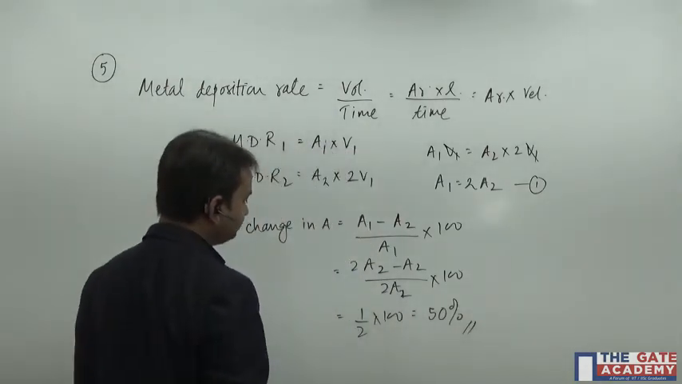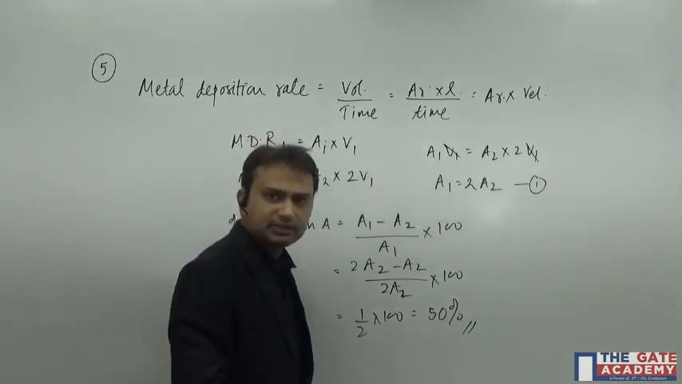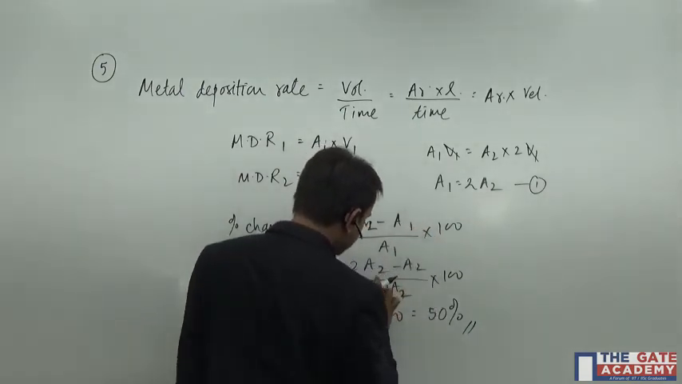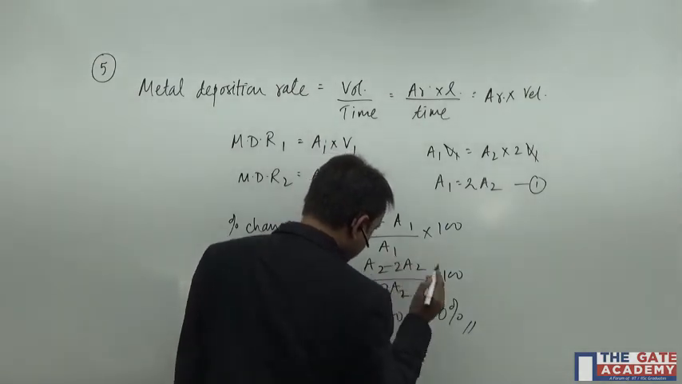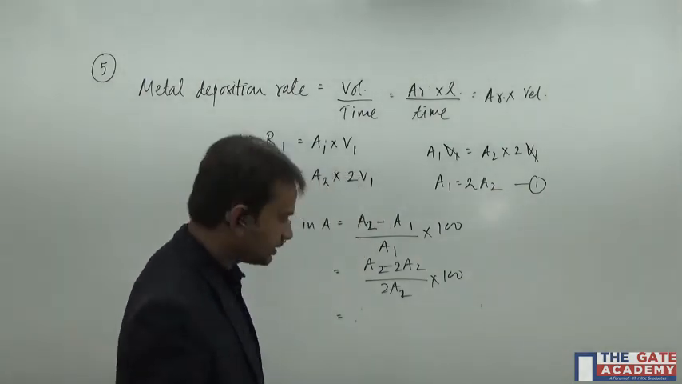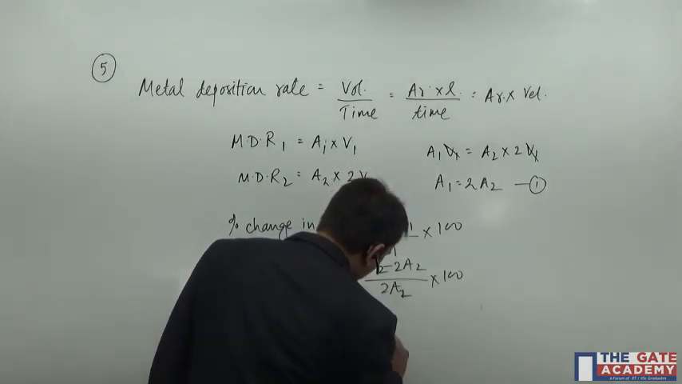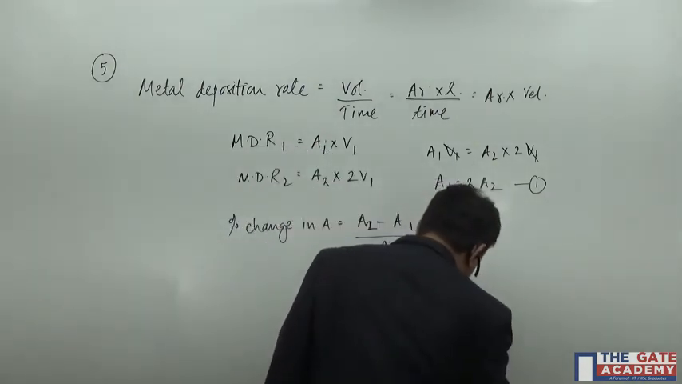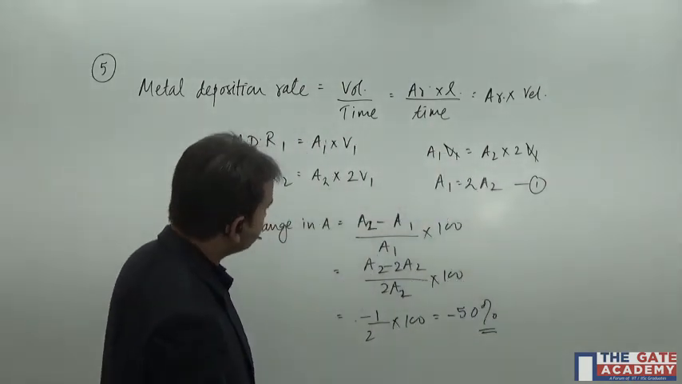It's 50%. What I think is that I did a slight mistake over here. It should be A2 minus A1, because we are talking about the change, right? So it was a minor change that I am going to make. It is nothing but minus 1 by 2 into 100. Now it is correct actually, right? So you are going to get minus 50% as the answer. So this is your percentage change in area, and it is minus 50%.